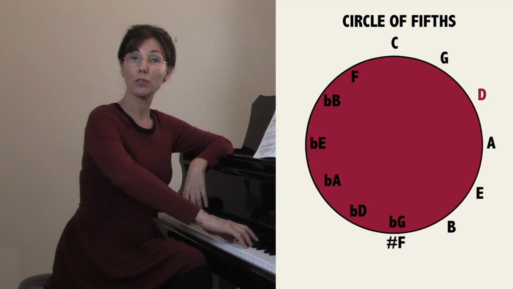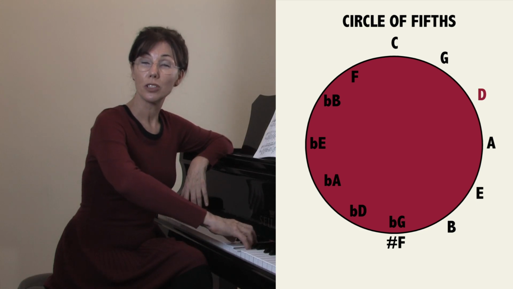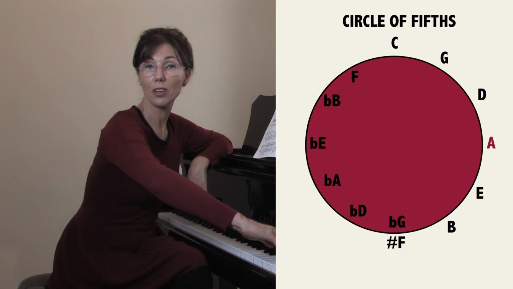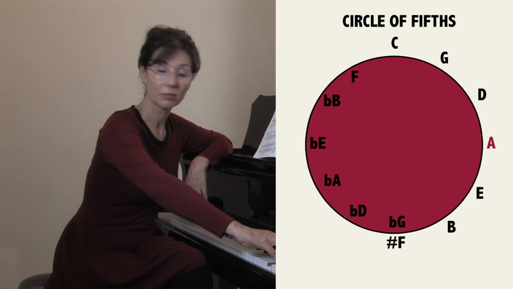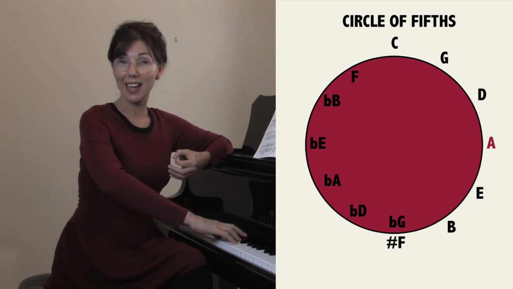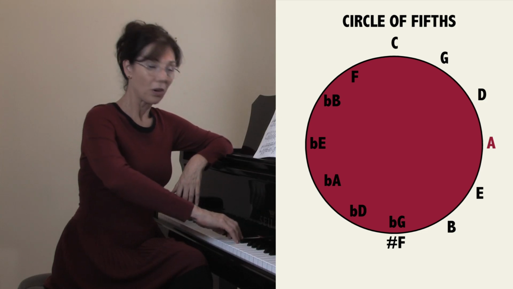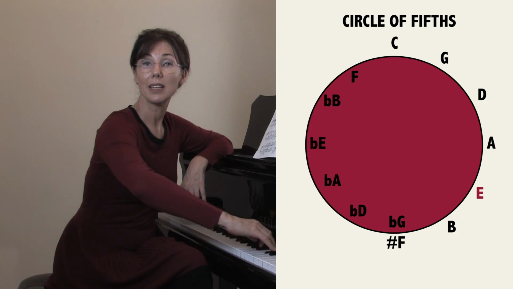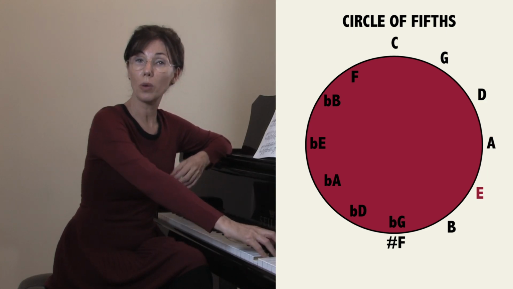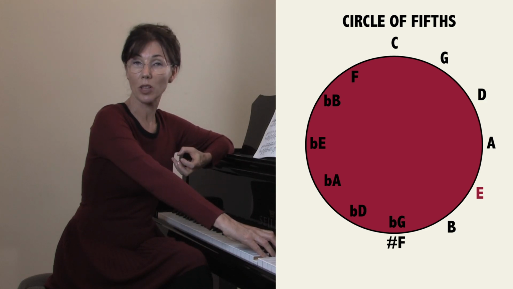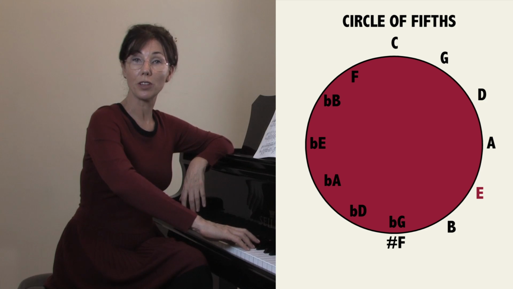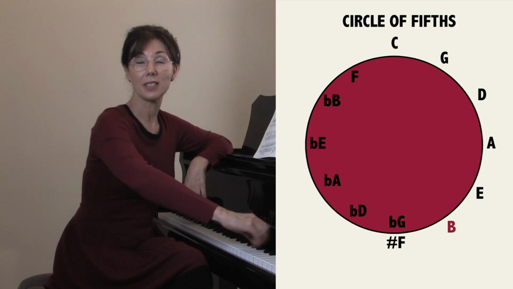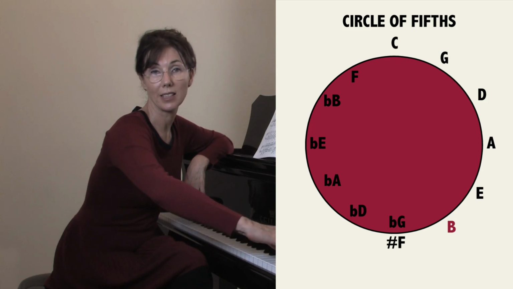If we want to find the scale with three sharps in it, we go to the fifth note of D, which is A major, and the new sharp is the seventh note of A, which is G sharp. If we want to find the scale with four sharps in it, we go to the fifth note of A, which becomes E, and the new sharp is D sharp. Always these sharps accumulate as we go around. If we want to find the fifth note of E major, it's B, and that is the beginning of the scale with five sharps in its key signature.